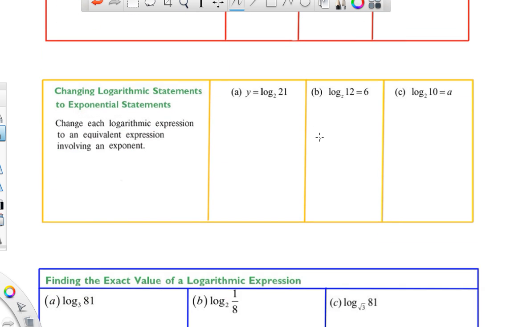Changing logarithmic statements to exponential statements then means the other way around. So keep in mind that the answer is the exponent. So 2 to the power of y is 21. Or I think that's a z, so I'm going to say that's a z. So z to the power of 6 is equal to 12. Or 2 to the power of a is equal to 10.